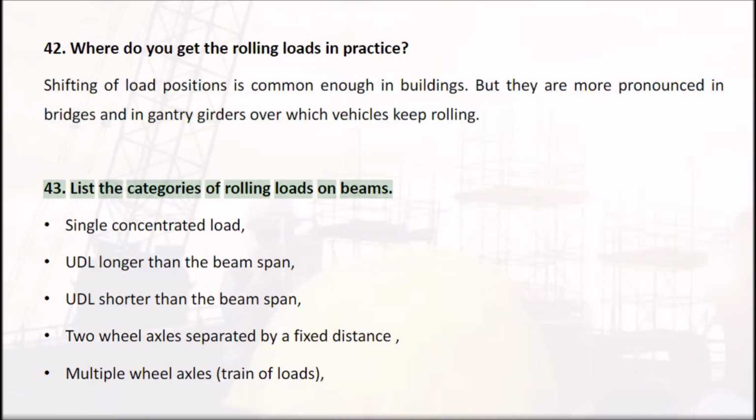List the categories of rolling loads on beams. Single concentrated load. UDL longer than the beam span. UDL shorter than the beam span. Two wheel axles separated by a fixed distance. Multiple wheel axles, train of loads.